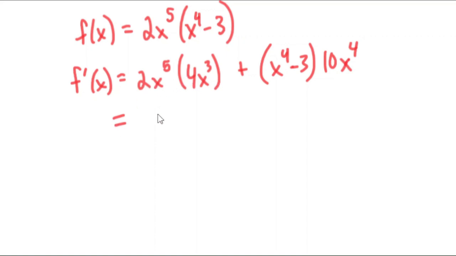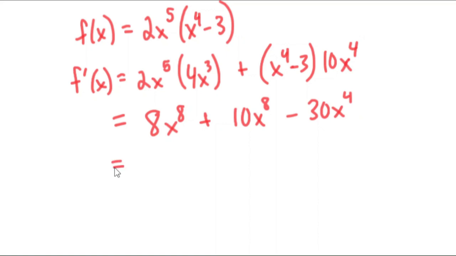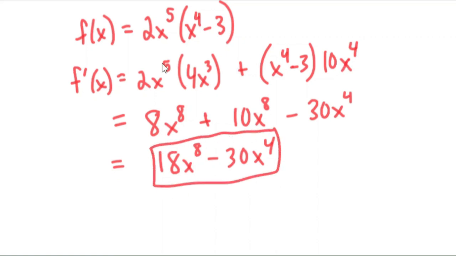Now notice this is going to simplify to be 8x to the 8th, right? 2 times 4 is 8, and x to the 5th times x cubed is x to the 8th. And then we have plus, well, let's distribute the 10x to the 4th. So 10x to the 4th times x to the 4th would be 10x to the 8th. And we have minus 30x to the 4th. Okay, in fact, you could combine these first two terms here, they're like terms. 8x to the eighth plus 10x to the eighth would be 18x to the eighth minus 30x to the fourth. So really, any one of these answers you could use in MyMathLab as being correct.